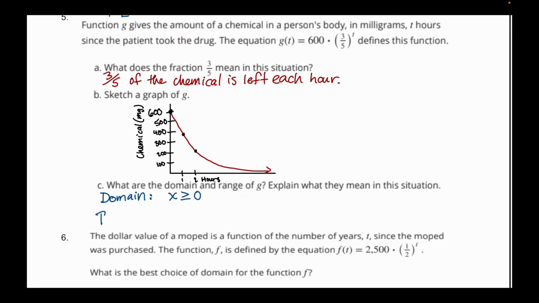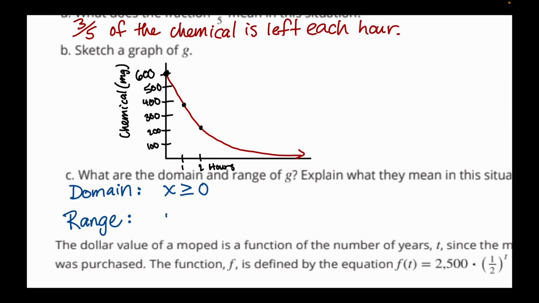Now for range, we are going to have a bottom amount, because our minimum here is going to be 0, but our maximum here is going to be the 600. So my range, if we consider range to be y, has to be less than or equal to 600 because they took 600 milligrams and it's going to decrease over time. But technically, according to this, it's going to be greater than 0.